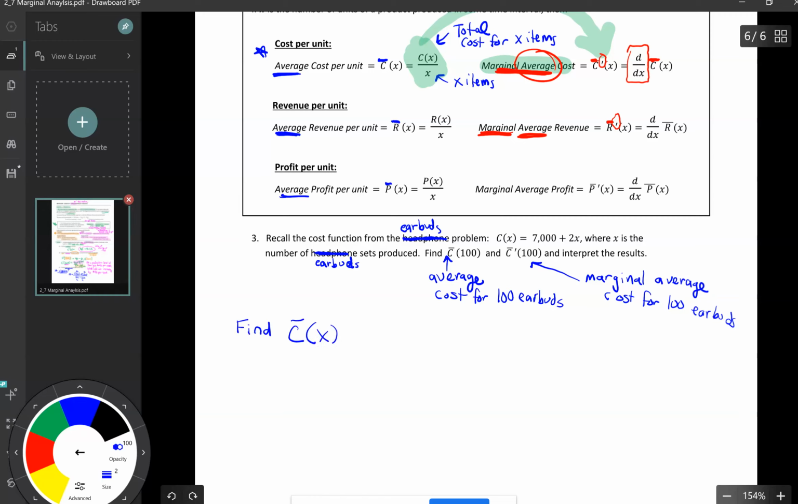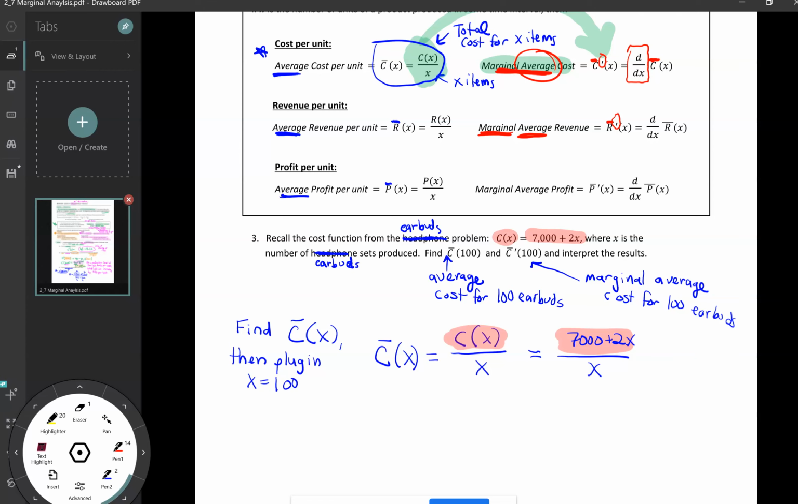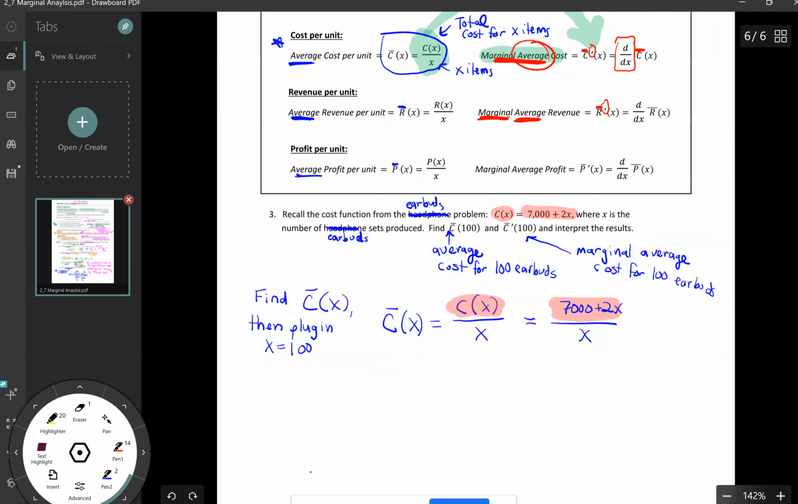Okay, so let's replace the total cost function right here with this rule. So I'm going to replace this total cost function with the rule. My rule is 7,000 plus 2x, and all of that gets divided by x. And technically, we found it, and we could stop right here. We could plug in 100, we'll get our answer.